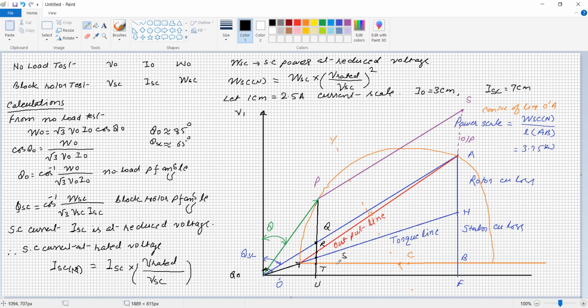So what is next? In the next lecture, we will see the calculation from this circle diagram. From the next lecture, we will draw this again and write each and every quantity, which is called copper losses, stator losses, and how to find the speed of the motor, as well as the efficiency of the motor, and so on.